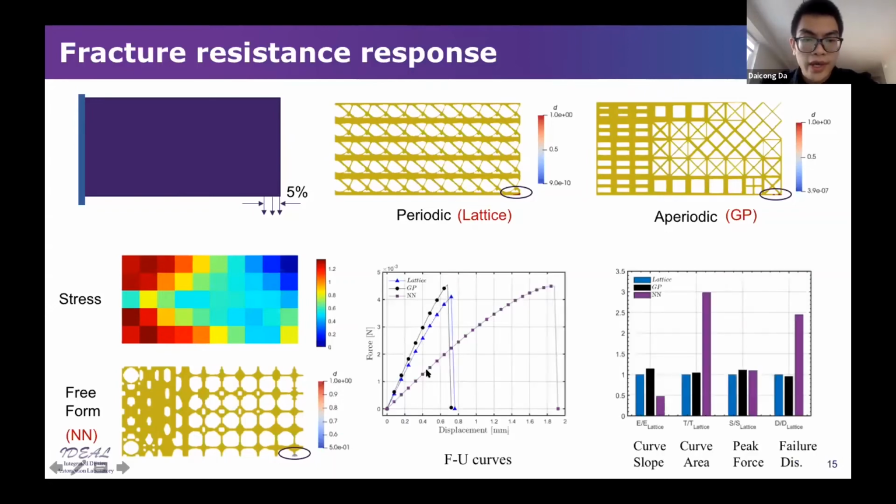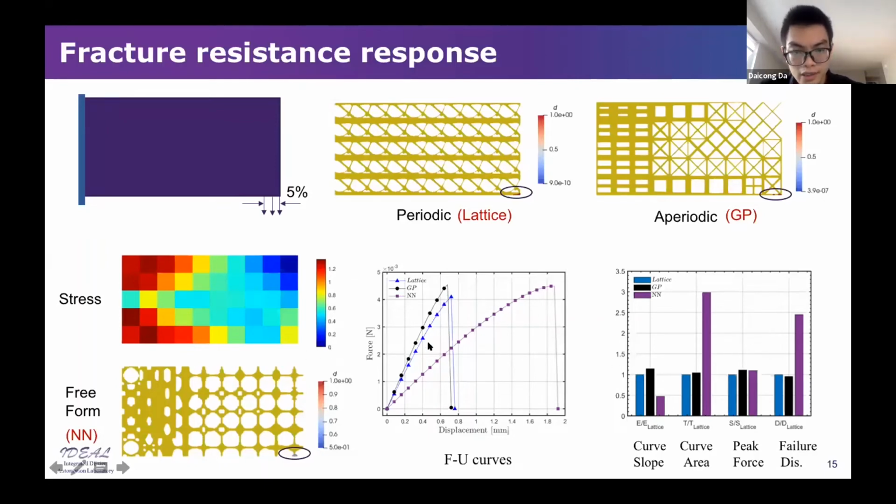So if you look at the detail of the force displacement curves with the continuous displacement loading here, you can see that the slope, which is the stiffness, is highest for the aperiodic structure of GP. Also, the periodic structure for stiffness optimization will have the second highest stiffness, but our design stiffness is still reduced.